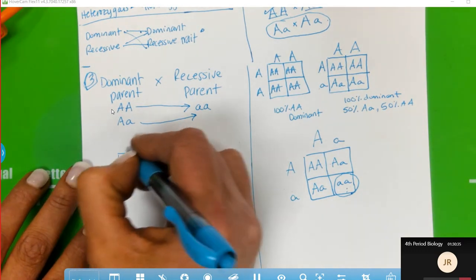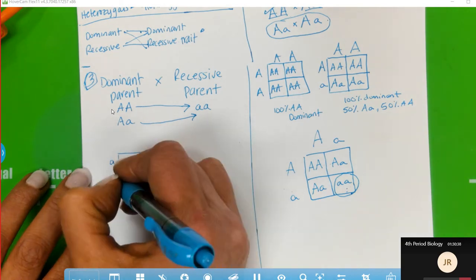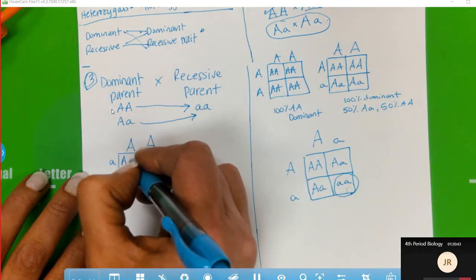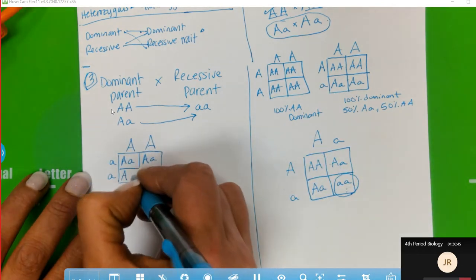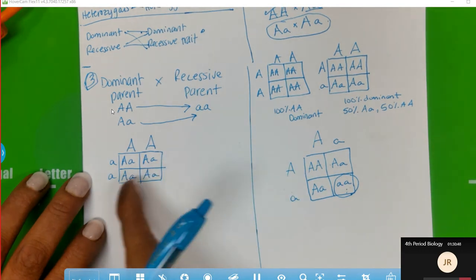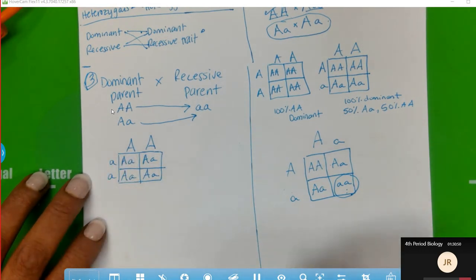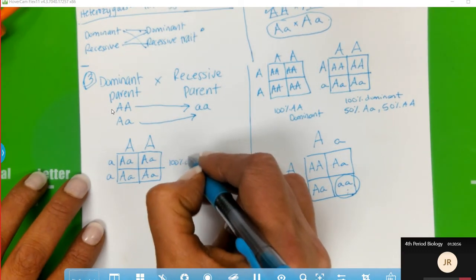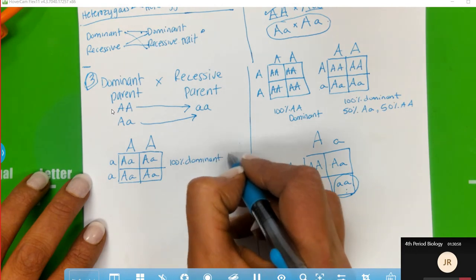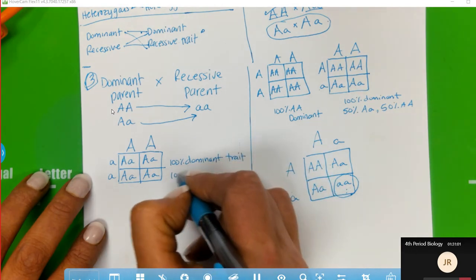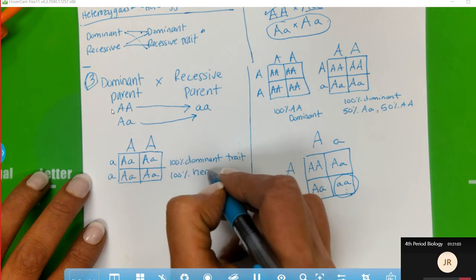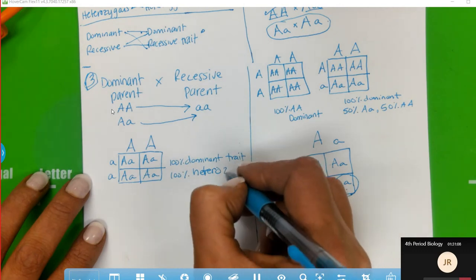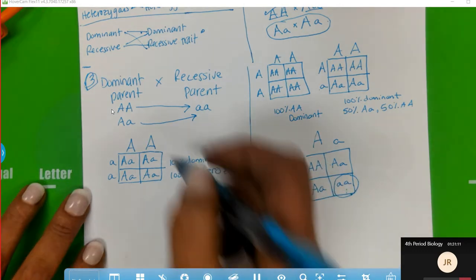So in this case, let's say the father is the recessive parent and the mother is homozygous dominant. All of the kids are going to show the dominant trait just like the mother, but they're also all going to have the recessive allele that they got from the father. So 100% dominant trait for the children, 100% heterozygous for the genotype. That's that option.